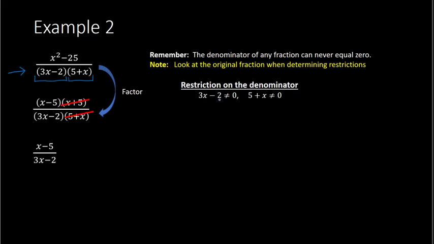So if we solve each of these for x, we would add 2 to both sides for this first, I guess technically inequality, not equation. We would add 2, we would have 3x not equal to 2, and then divide both sides by 3. So we have x is not equal to 2 over 3. And then on the right side, we subtract 5 from both sides. So x is not equal to negative 5. So it's always important to at least be mindful that there are restrictions on any given denominator.